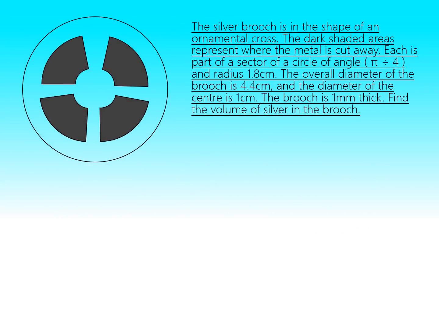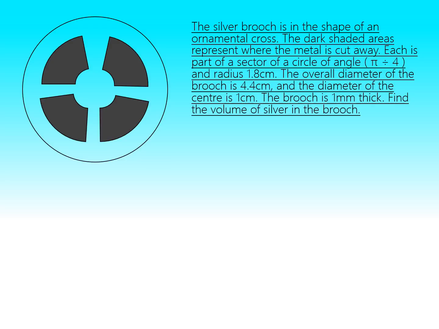So, a silver brooch is in the shape of an ornamental cross. The dark shaded areas represent where the metal is cut away. Each is part of a sector of a circle of angle pi/4 and radius 1.8 centimetres. The overall diameter of the brooch is 4.4 centimetres and the diameter of the centre is 1 centimetre. The brooch is 1 millimetre thick. Find the volume of silver in the brooch.